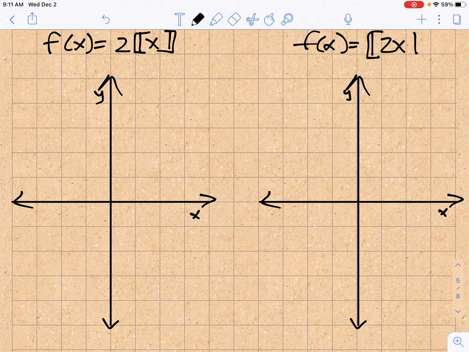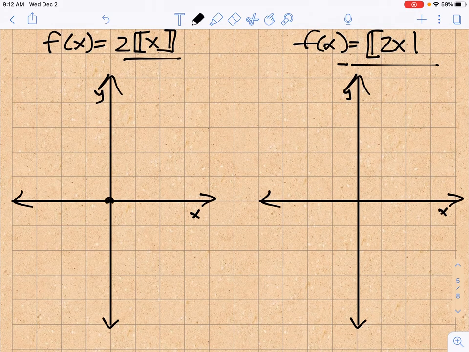So we are looking at what happens when we multiply inside the brackets and when we multiply outside the bracket. And this would be an inside one, this would be an outside. So let's start with the outside one. So if I put 0 in, it's going to give me 0. If I put 1 in, it's going to give me 2. If I put 2 in, it's going to give me 4. And now let's look at what happens to these middle values.